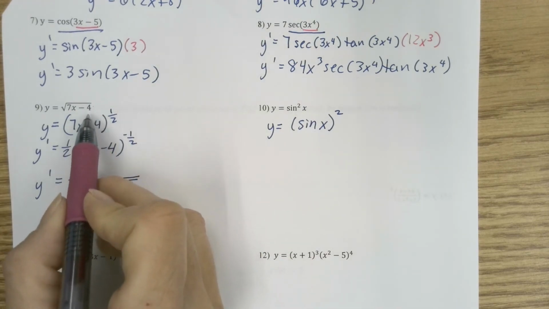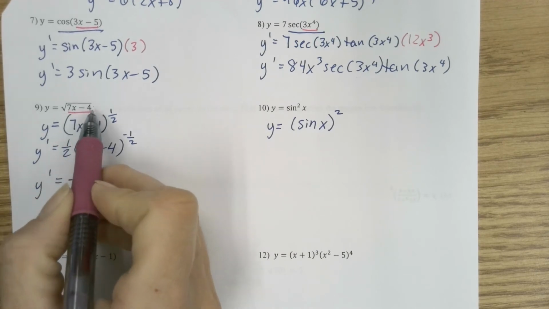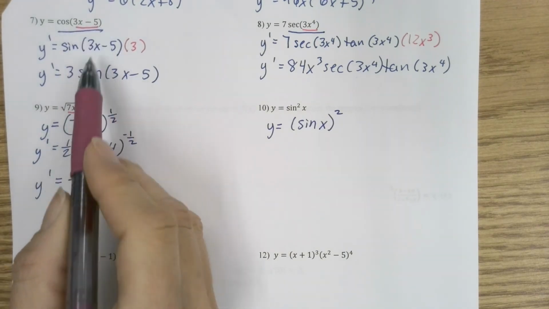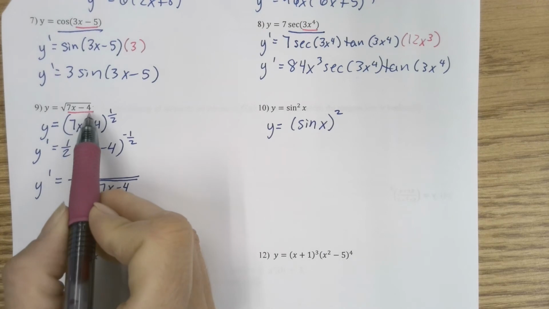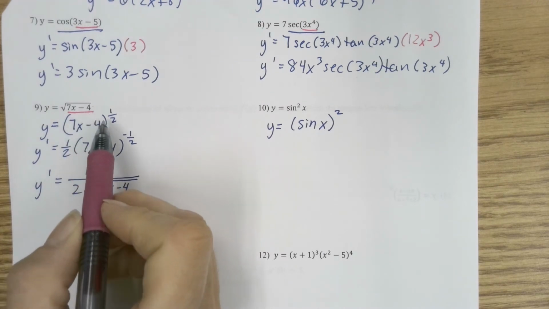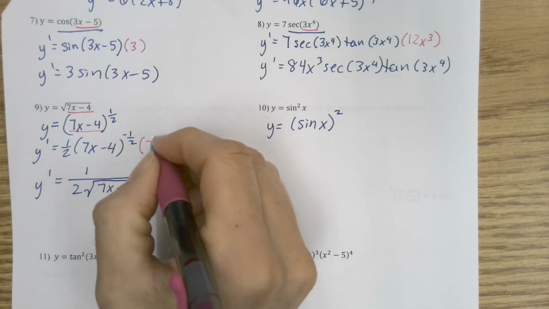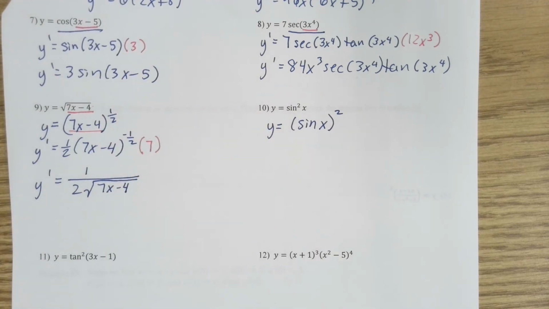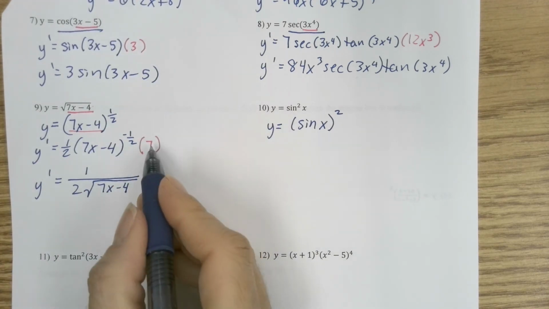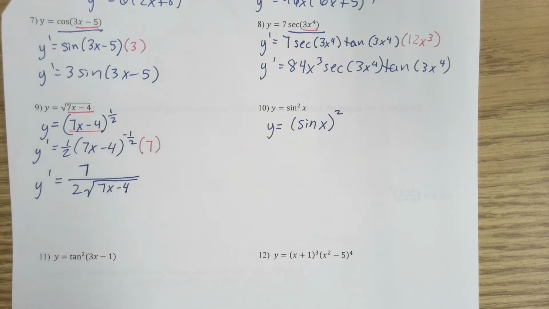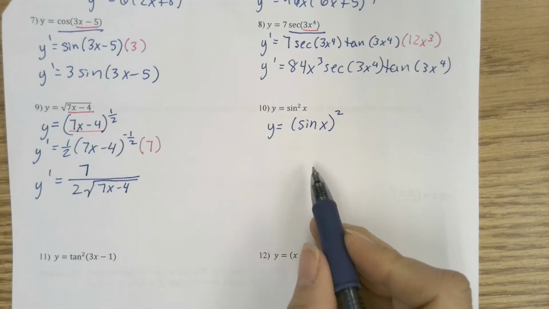So our derivative of our inside function, I should have known because I forgot to underline my inner function. My inner function was the 7x minus 4. So when we took our derivative right here, the derivative was a 7. And so in your numerator, we actually have 7 over 2 here. There we go. Okay, let's go back to number 10.